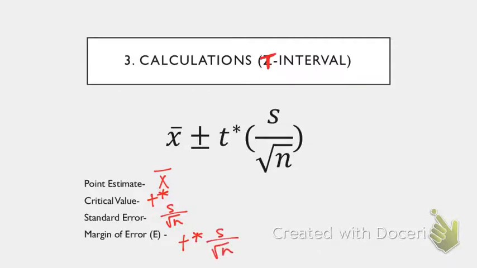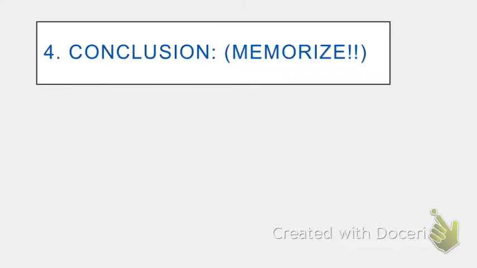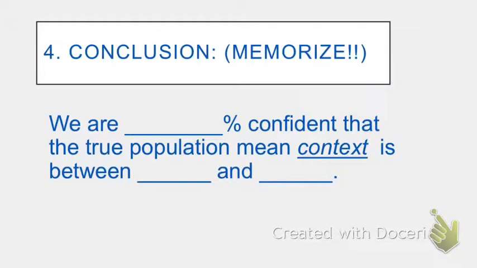How is this formula different from the one we learned in the last section? What 2 things are different? T star and S. S is your sample standard deviation. In the last section, when we used Z, it's Z star and then sigma over the square root of n. So T star and S will always go together. Then our conclusion: we are blank % confident that the true population mean is between this and this.